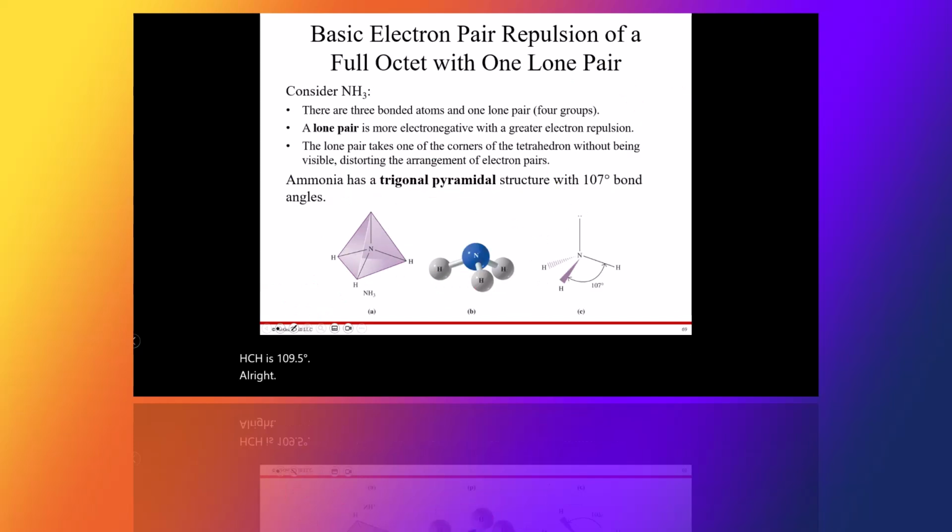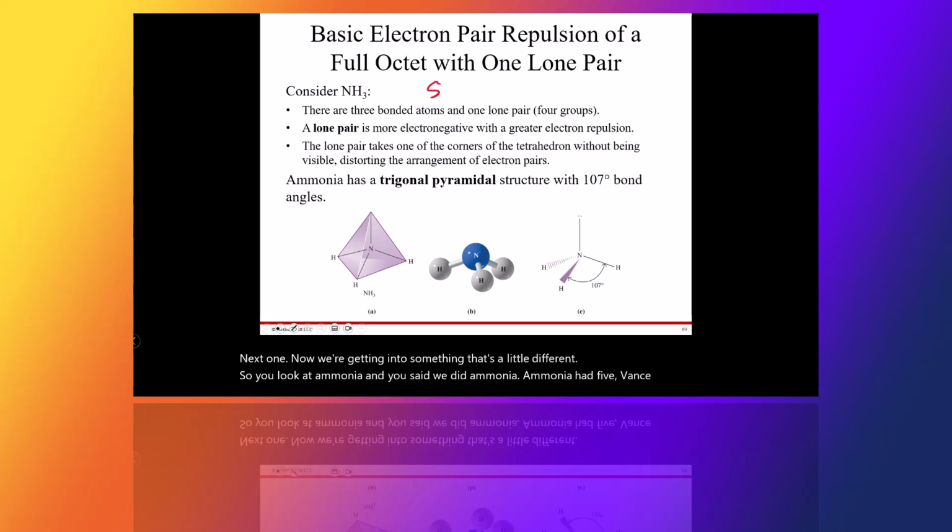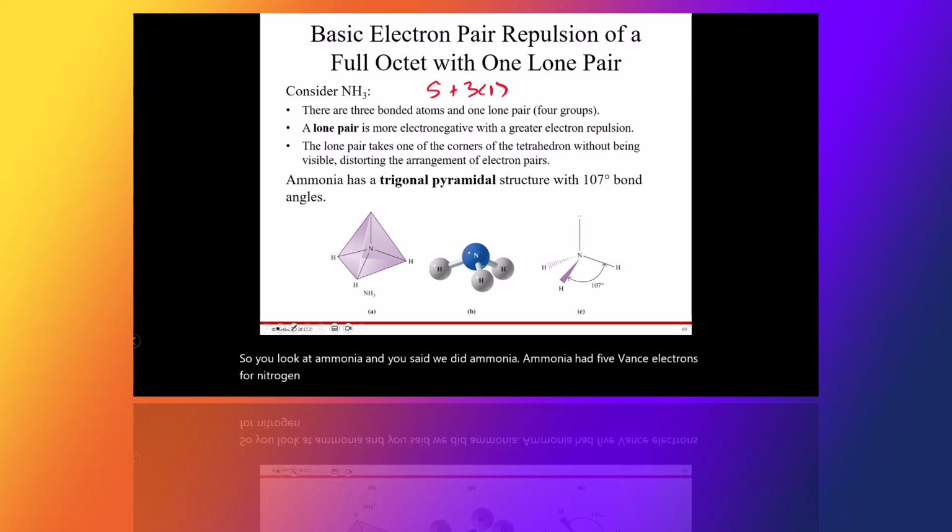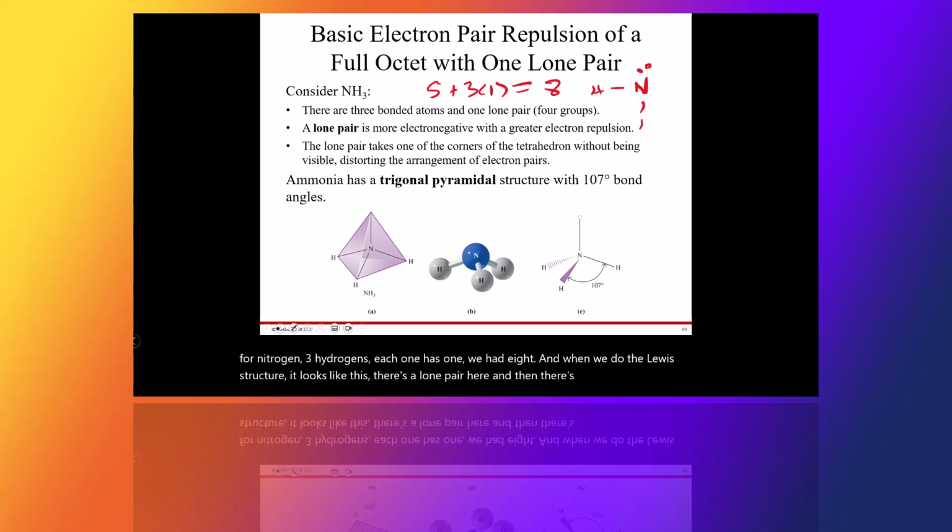Next one. Now we're getting into something that's a little different. So you look at ammonia and you say, yeah, we did ammonia. Ammonia had 5 valence electrons for nitrogen, 3 hydrogens, each one has 1. We had 8. And when we do the Lewis structure, it looks like this. There's a lone pair here, and then there's a bonding pair on this hydrogen, bonding pair on this hydrogen, bonding pair on that hydrogen. That's the Lewis structure.